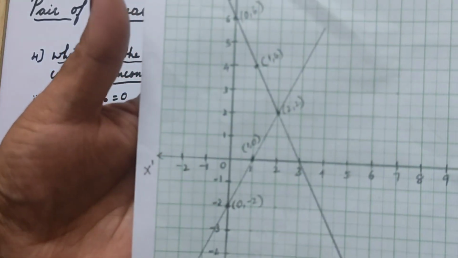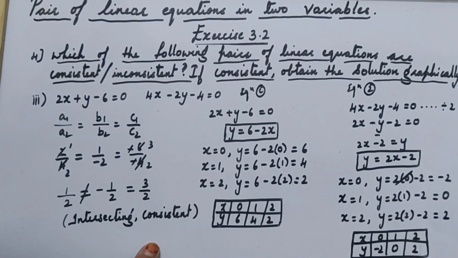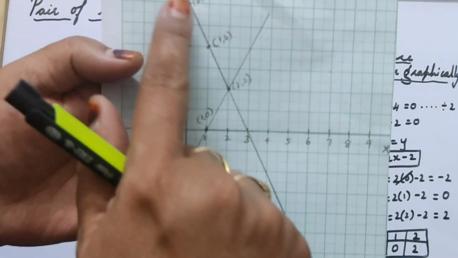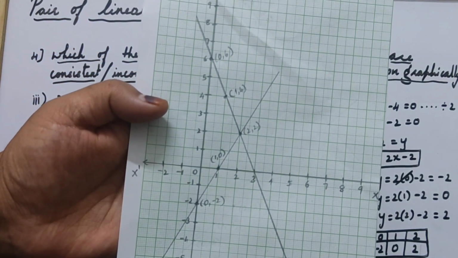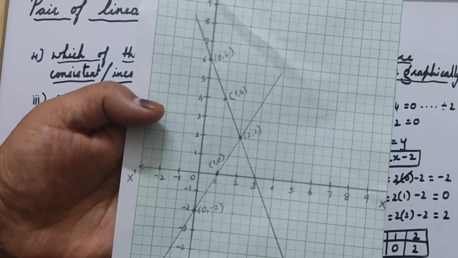Now you can observe students, these are intersecting lines. Intersecting and consistent I said you. So these are intersecting lines, I got it. I hope this is clear to you all. If you have any doubt, please leave your comments in the comments box, students.